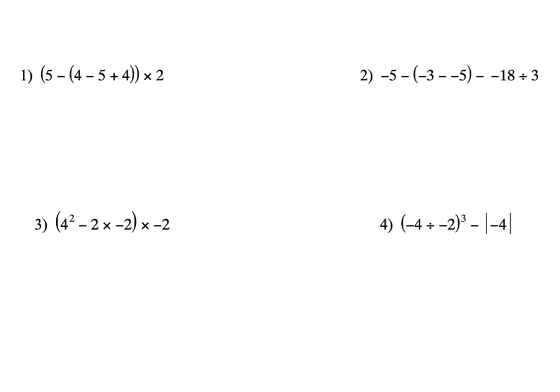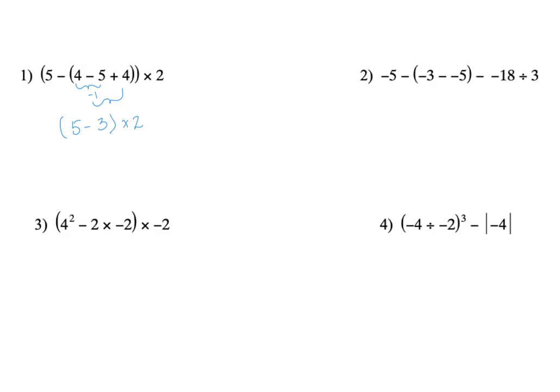And so let's do a few of these examples. When we have multiple grouping sets like we do on this first one, we're going to work on the inside out. So we're going to take this first set and we're going to go left to right. 4 minus 5 is -1, and -1 plus 4 is 3. So that takes care of our first grouping.